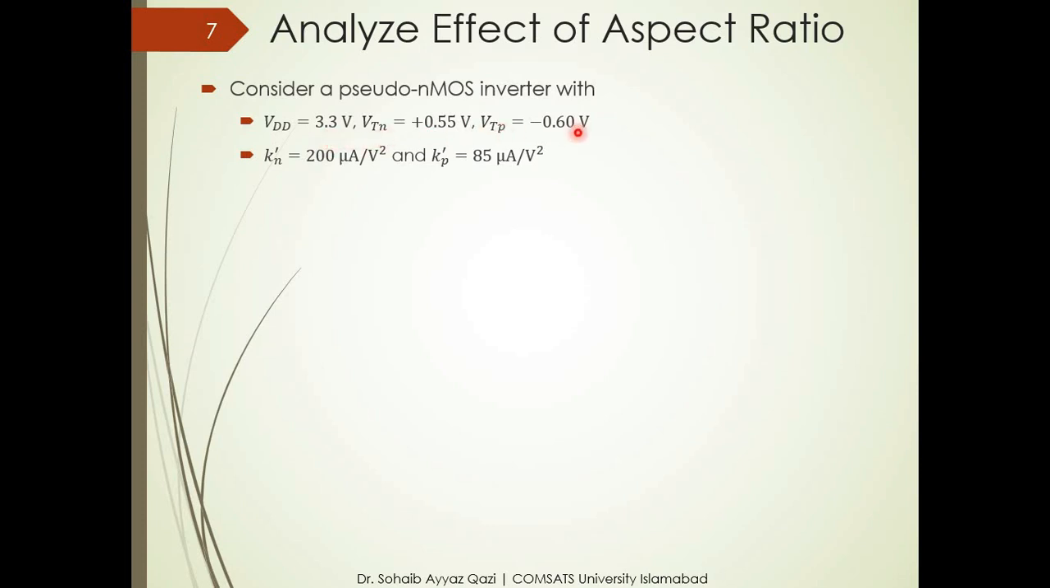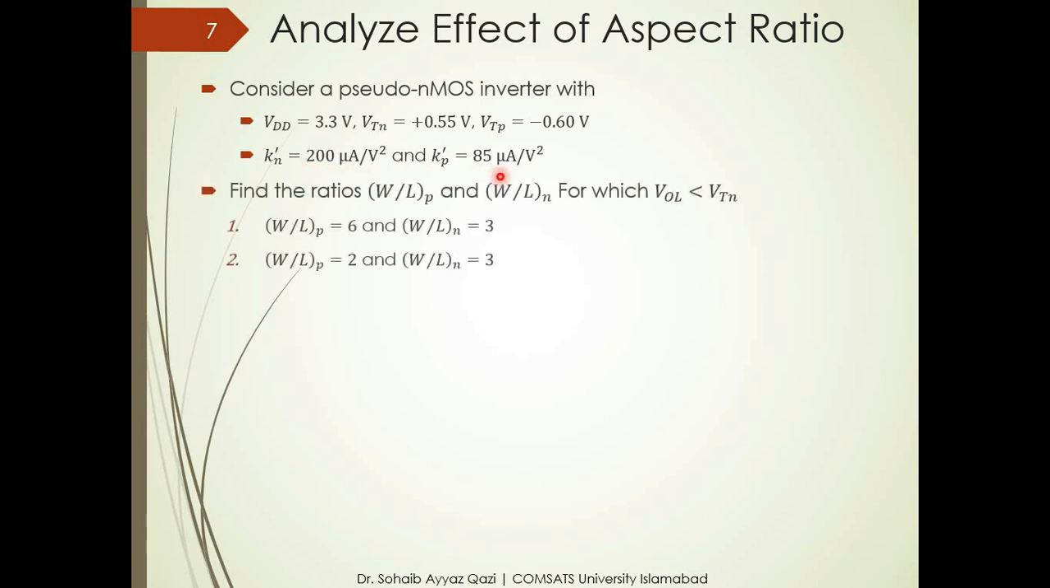We have threshold voltages here: for the nMOS we have a positive threshold voltage, for the PMOS we have a negative threshold voltage. We have device transconductances Kn and Kp, both given here. And what we have to do is find the ratios for which VOL is less than VTN. We have given two conditions here.